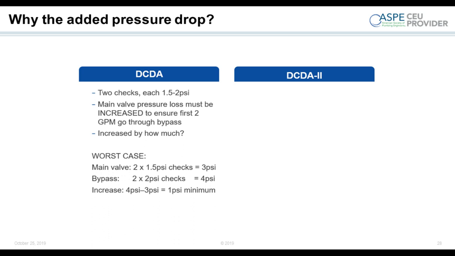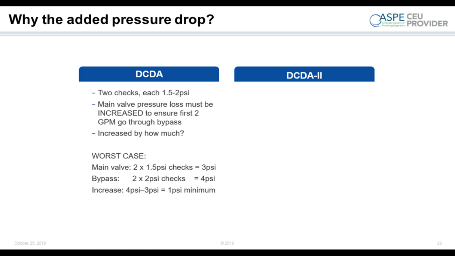So if I imagine a worst case scenario, right? I have an off-the-shelf, say 6-inch valve. All of my tolerance stack-ups have given me two checks that are on the low end, so 2 1.5 psi checks for 3 psi. I choose a valve, say a 3/4 inch valve off the shelf for my bypass. All those stack-ups have given me one that's on the high end, 4 psi. So in order to increase my main valve by enough to ensure that even if I'm on the low end of those main checks, on the high end of the bypass checks, I need at least 1 psi minimum.